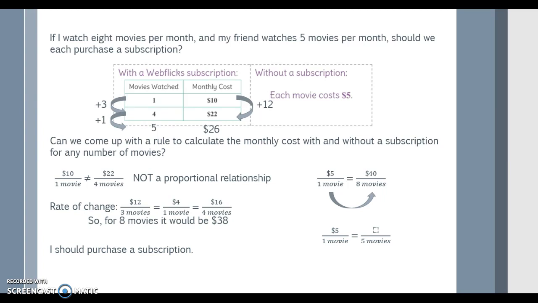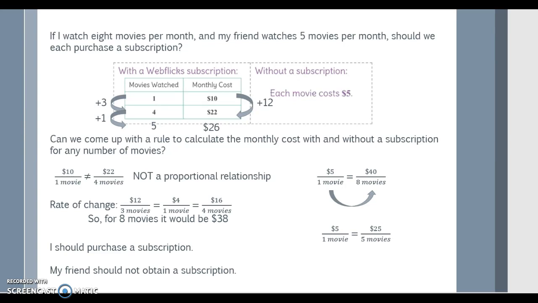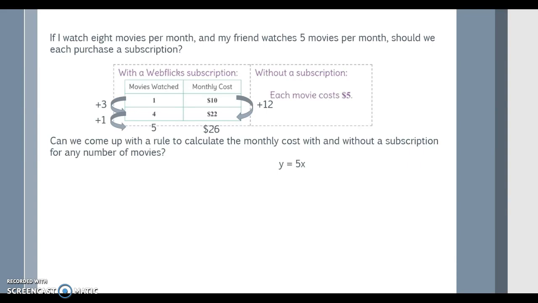So $5 for one movie is how many dollars for 5 movies? Well, again, one movie times 5 is 5 movies, and 5 times 5 is $25. My friend should not obtain a subscription since it would cost less. Can we come up with a rule to calculate the monthly cost with and without a subscription for any number of movies? And I see I have a typo, this should be 25.